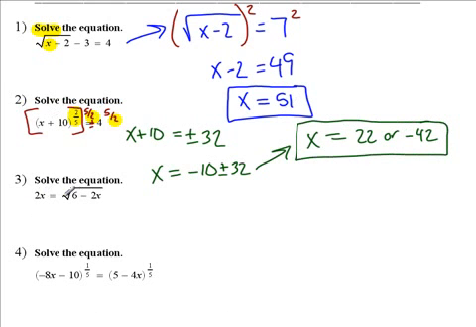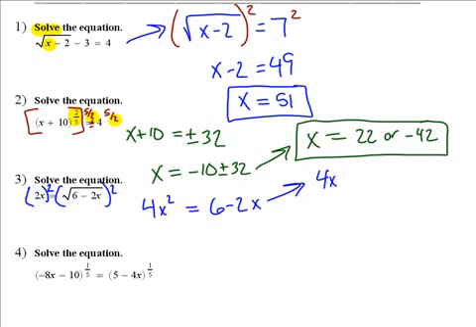On number 3, I want to get rid of the radical, so I'm going to square both sides here. The left side, if I square 2x, I should get 4x squared equals the right side. If I square a square root, I should just get what's inside, so I get 6 minus 2x. This becomes 4x squared plus 2x minus 6 equals 0 if I get everything on one side. So what I did here was I subtracted 6 from both sides, and I also added 2x to both sides.